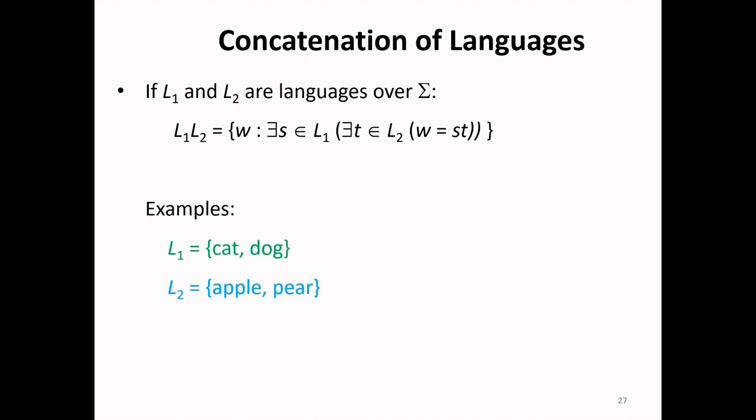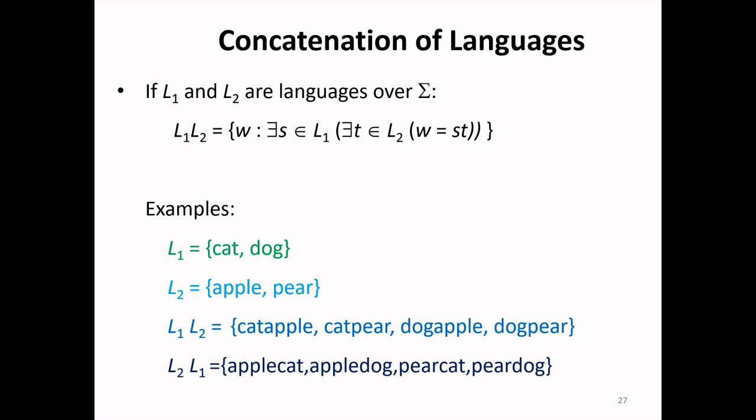For example, if L1 contains two strings, cat and dog, and L2 contains two strings, apple and pear, then concatenation of L1 L2 gives cat apple, cat pear, dog apple, dog pear. And if we concatenate L2 L1, we get apple cat, apple dog, pear cat, pear dog. This is how we go for concatenating two languages over alphabet sigma.